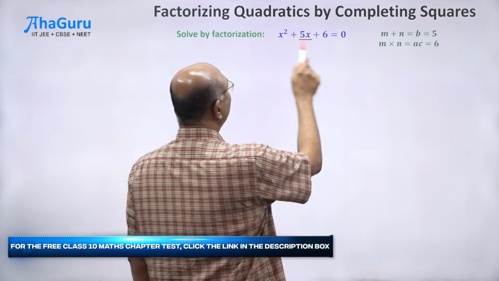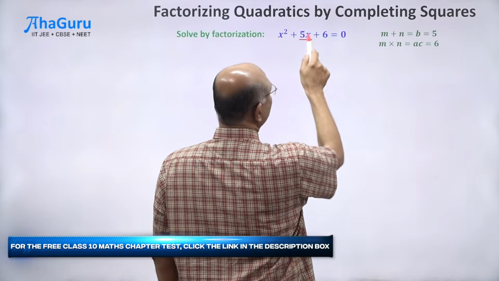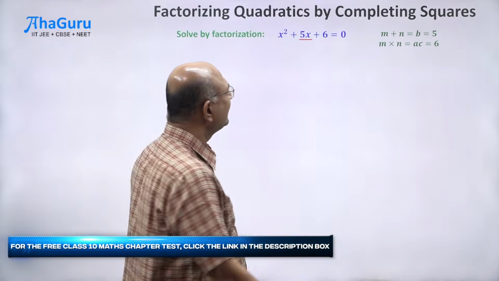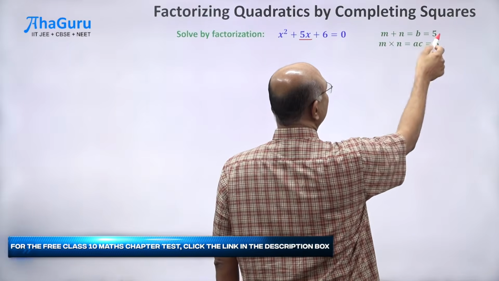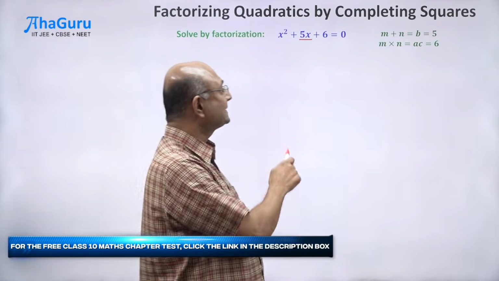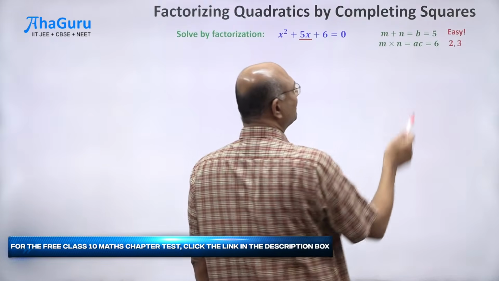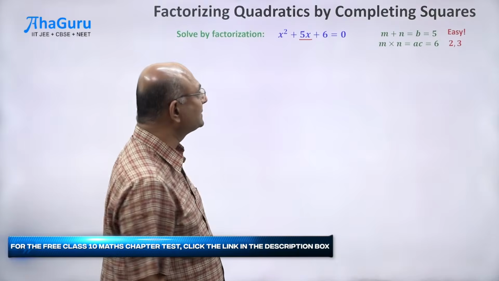And m into n must be the product of this term and that one. So basically this coefficient and that one. So 1 into 6, which is 6. And can I come up with two numbers that add to 5, and when you multiply, you get 6? Very easy, right? M plus n has to be 5, m into n has to be 6: 2 and 3. Right? So it's very easy to figure out, just by guessing, that the numbers must be 2 and 3.